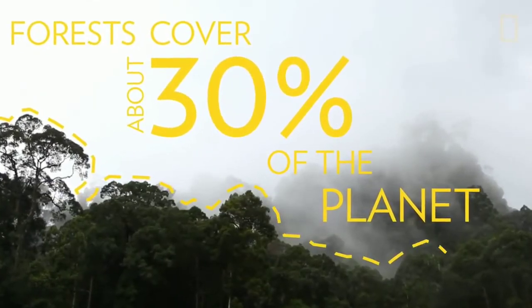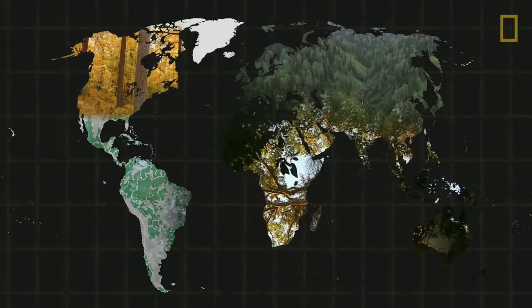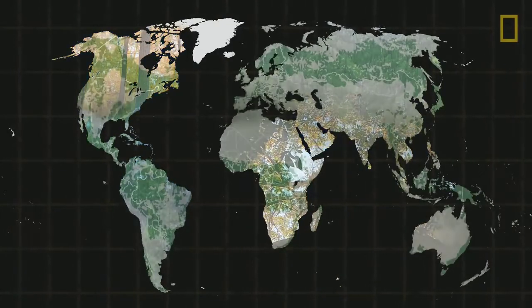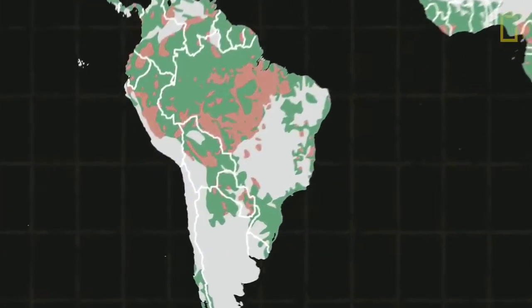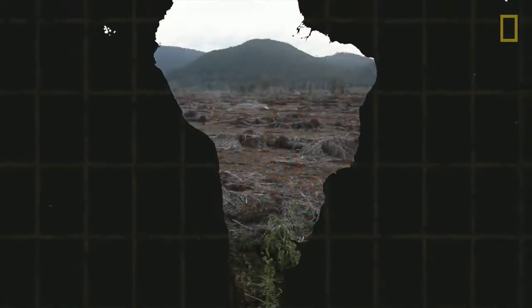About 30% of the planet is covered by forests, and the ecosystems they create play an essential role in supporting life on Earth. But deforestation is clearing Earth's forests on a massive scale. And at the current rate of destruction, the world's rainforests could completely disappear within 100 years.